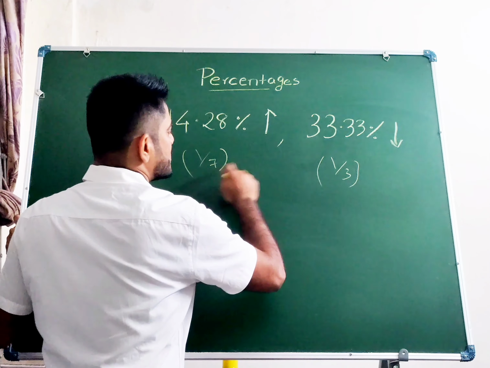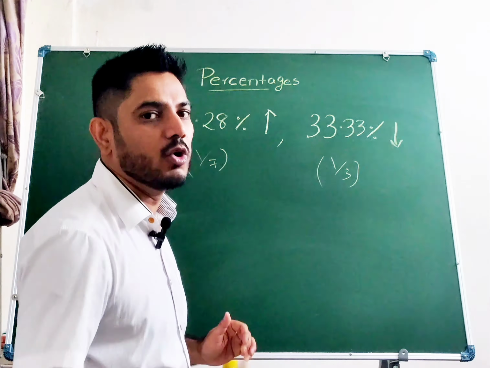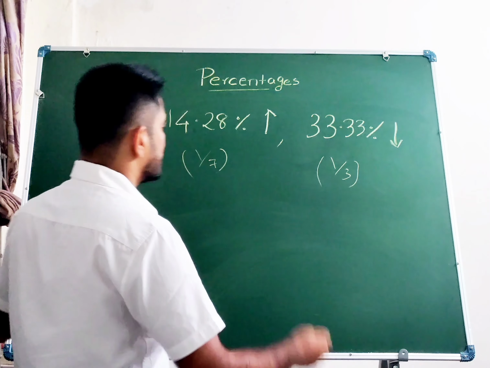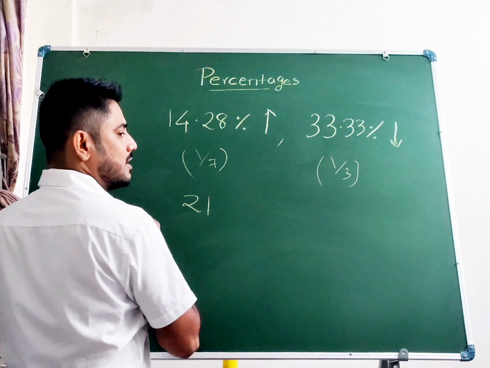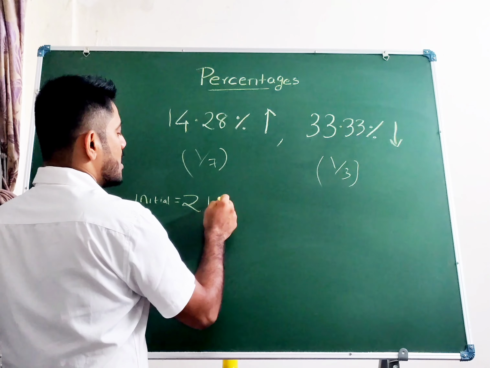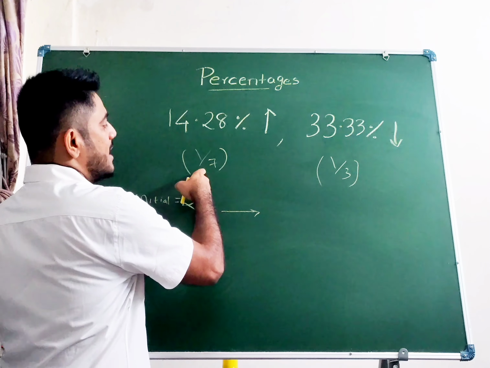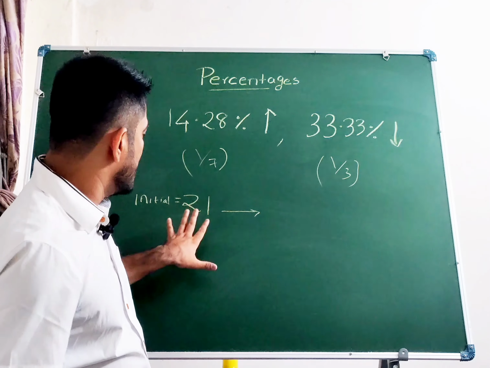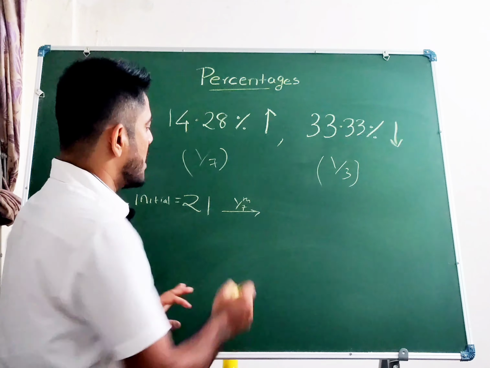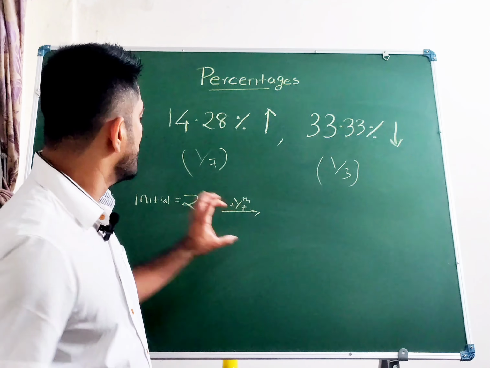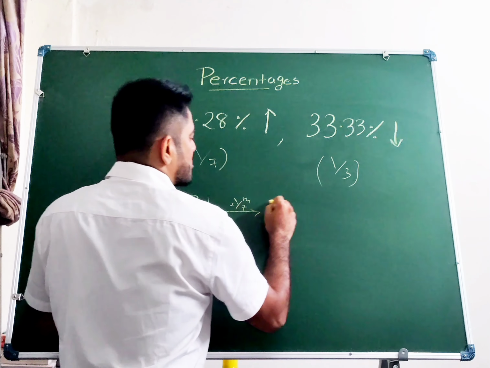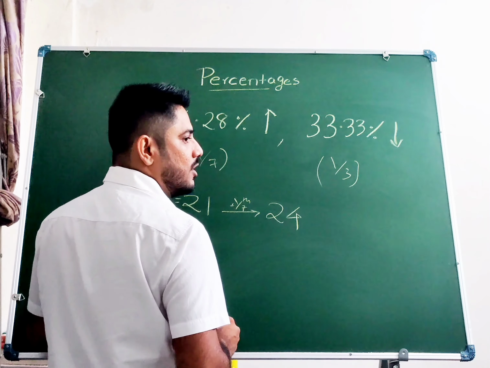What I'm going to do is, since the denominator has 7 and 3 both, I'm going to assume a number which is a multiple of both 7 and 3. Let us assume that our initial number is 21. Right? So this is initial. Now, first step, increase it by 1 by 7. So 1/7 of 21. I have to add it because it is an increment. 1 by 7 of 21 is 3. Add 3 to this. My final value would be 24.